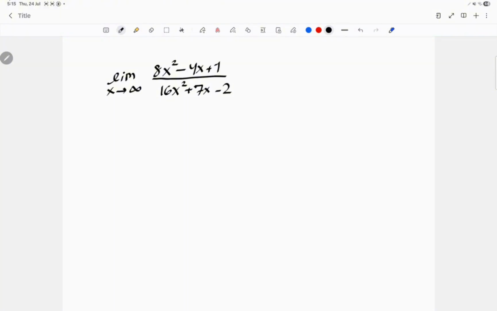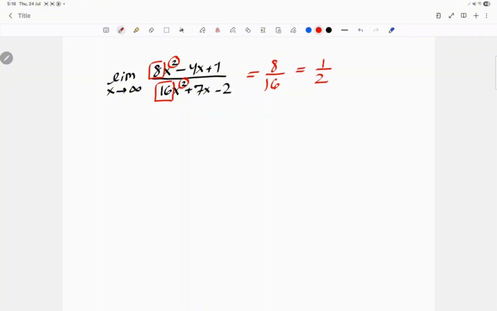So now my question to you is, in this question, what's the biggest exponent of x in the numerator? 2. What's the biggest exponent of x in the denominator? Also 2. Because they're the same, just divide their coefficients by each other. So 8 over 16, which means 1 over 2. That's it. That's for the MCQ.